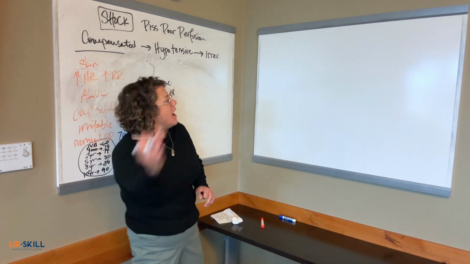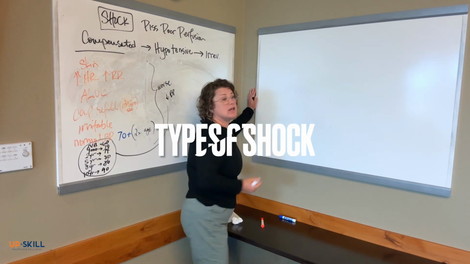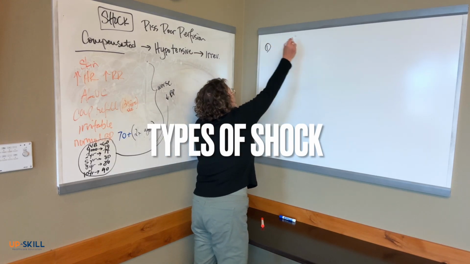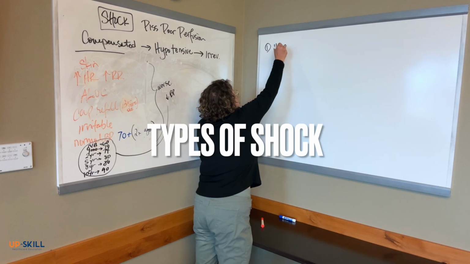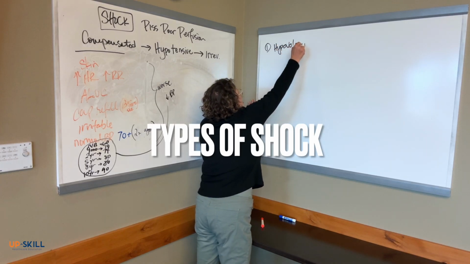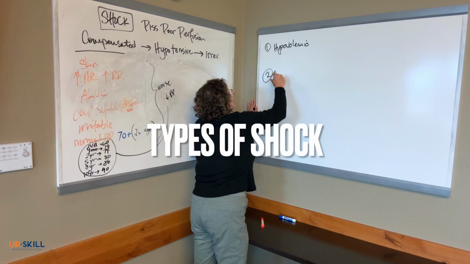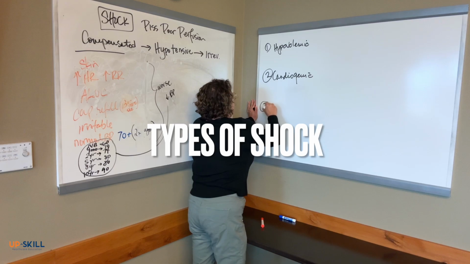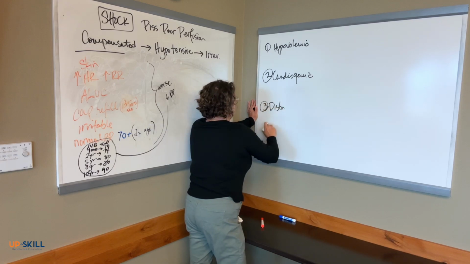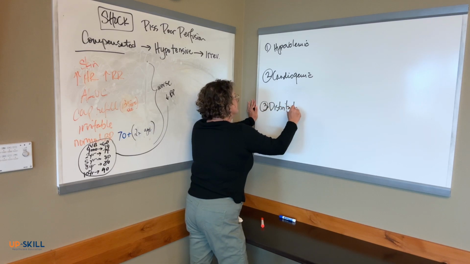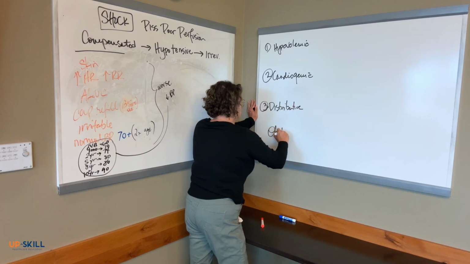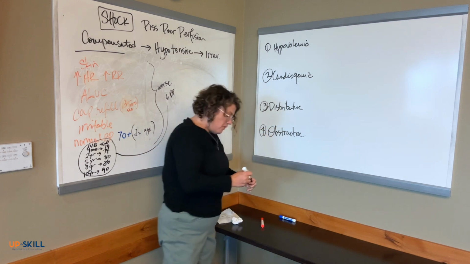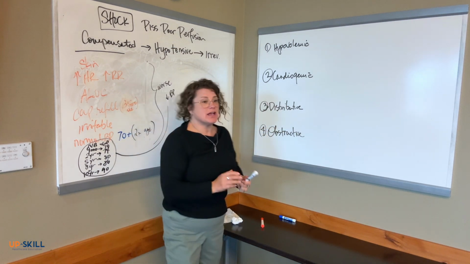Okay, so now we're going to come back and say that there are 4 types of shock. So what are the 4 main types of shock? Cardiogenic. Distributive. One more. Obstructive. Hypovolemic, it splits again into 2 different types of hypovolemia.